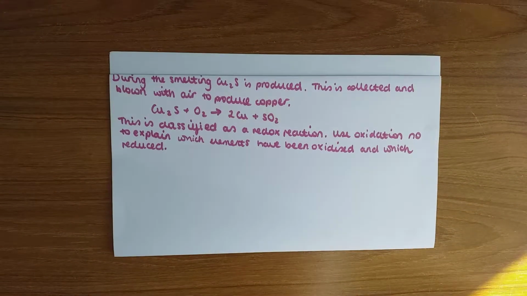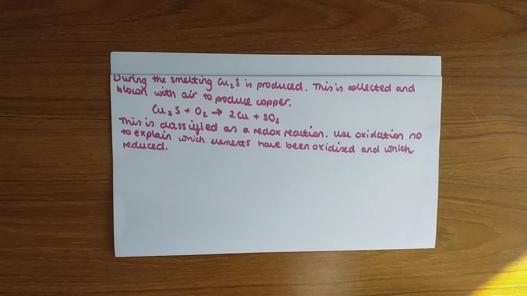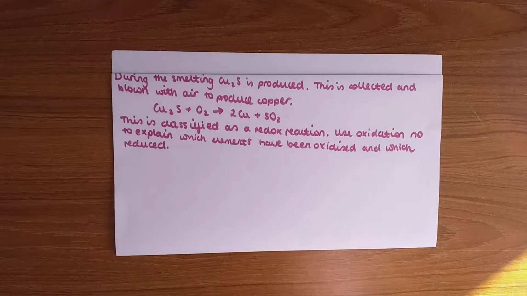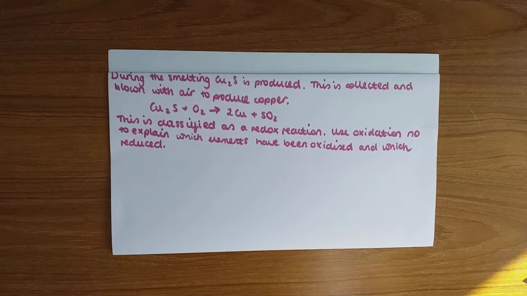This is the next question. During the smelting, Cu2S is produced. This is collected and blown with air to produce copper, and this is the equation. This is classified as a redox reaction. Use oxidation numbers to explain which elements have been oxidized and which reduced.